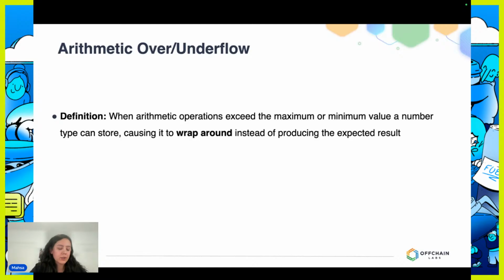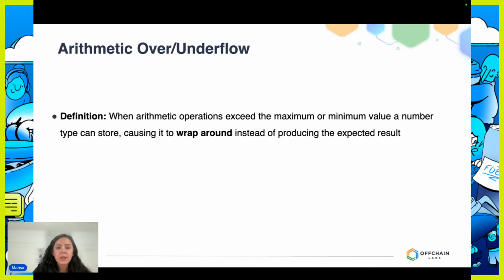So moving over to the next vulnerability, which is arithmetic overflow or underflow. This is when you use a number in your code that exceeds the maximum or minimum value that its type can store.